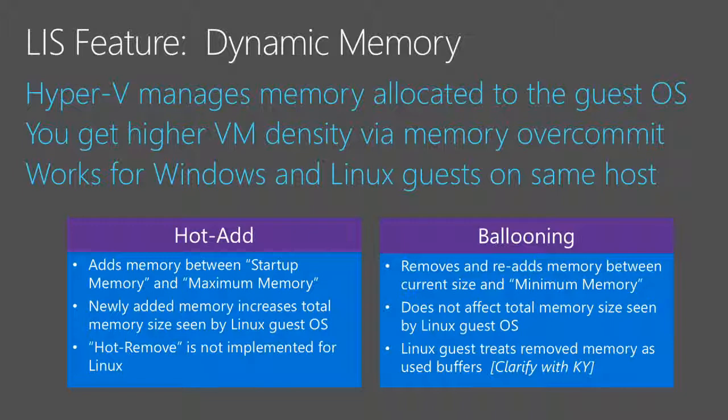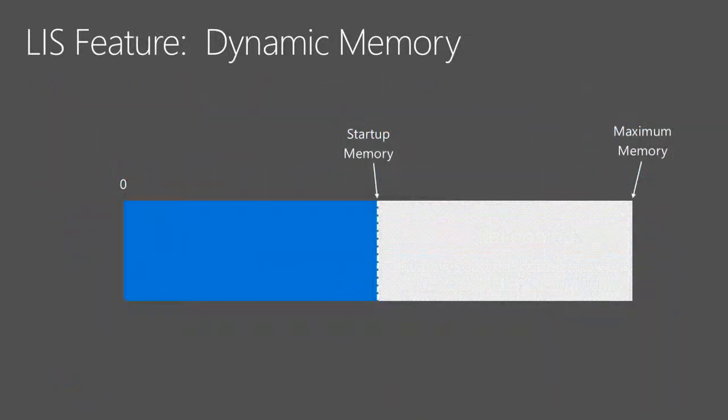Linux doesn't realize that the memory has actually been removed. Linux still thinks the memory is big, even though certain holes have been taken out. And so it treats the memory that's been removed as used buffers. And so let me take a picture here and kind of show how this works. You start up the Linux VM, and you have startup memory, and so the blue is what is allocated. That's what the Linux VM thinks it's got.